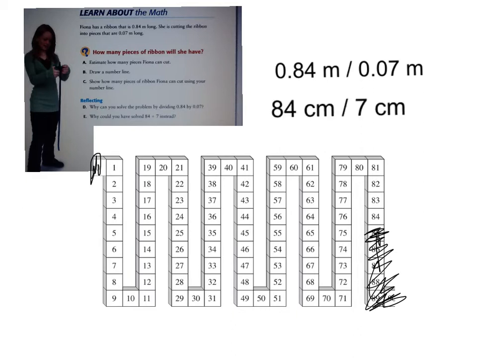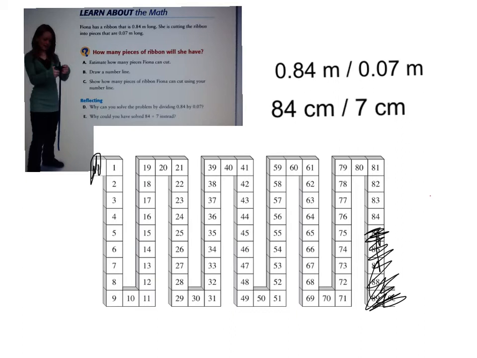So I've just rewritten it, exact same amount, just in a slightly less confusing way. 84 centimeters divided by 7 centimeters, because 0.84 meters is the same as 84 centimeters. And if you don't believe me, just look at a meter stick. So we have our 84 centimeter ribbon, and we're dividing it up into pieces that are 7 centimeters each. So let's just figure out how many pieces we would have.